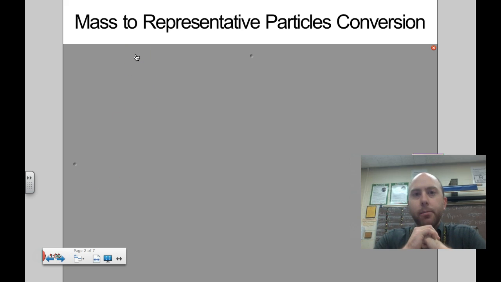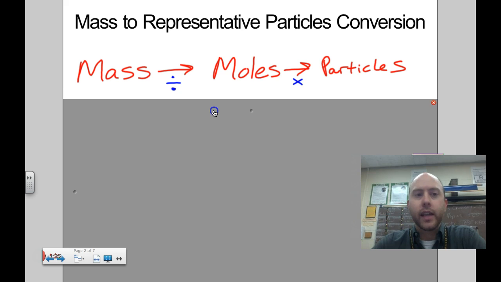Alright, so this first example, let's go from mass to particles. Since you can never go directly from mass to particles, I'm going to show how you have to go to moles first. You always go to moles first. So in this case, I'm going to start with mass. That's what you start with. I need to change it to moles. You always change things to moles first, and then I can change it to particles. So what you're going to find out is I'm going to divide first by mass, and then when I get my moles, I'm going to multiply it and change it to particles. So let me show you.